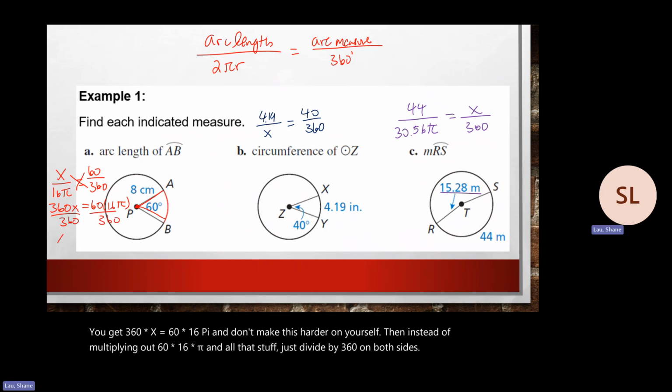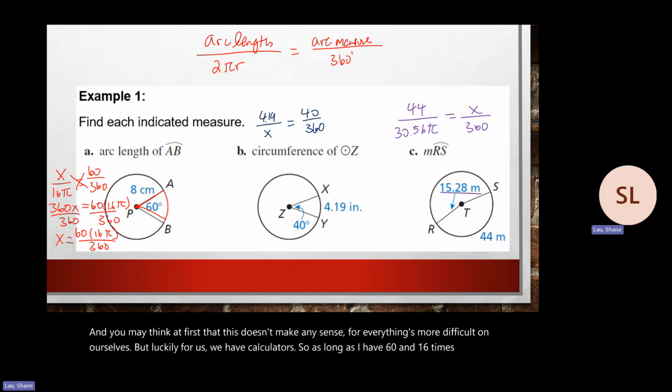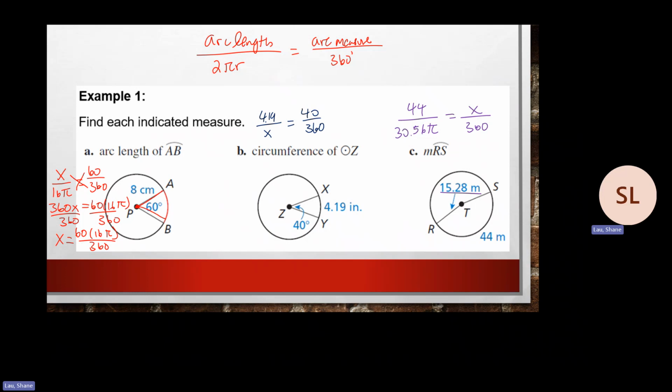You may think at first that this doesn't make any sense or making things difficult on ourselves, but luckily for us, we have calculators. So as long as I have 60 times 16 times pi over 360 degrees, which really isn't degrees anymore at this point, then I can just plug this into my calculator. Don't make things harder on yourselves. Don't have any chance to mess it up. Okay, so when you redo this, you get x equals 8.378 centimeters. That's it.